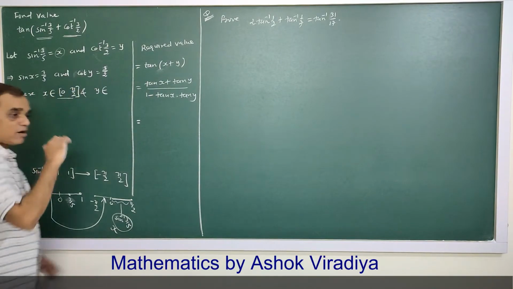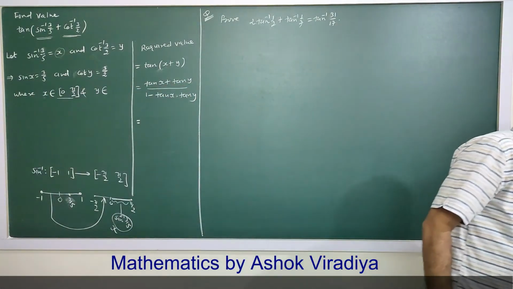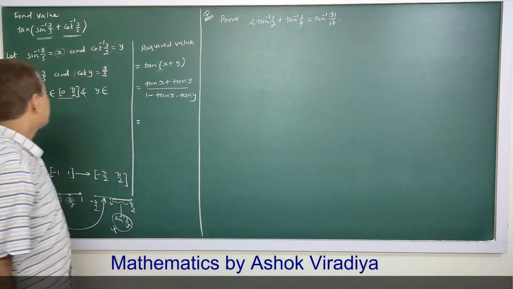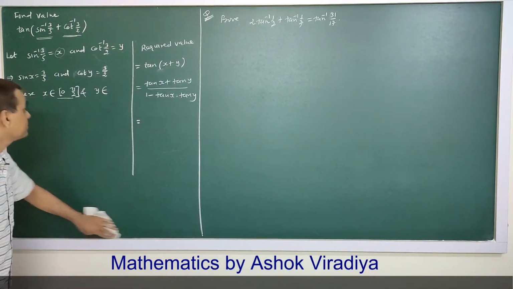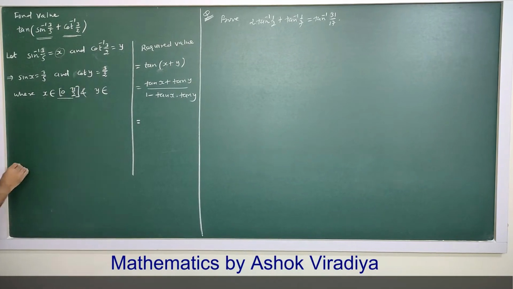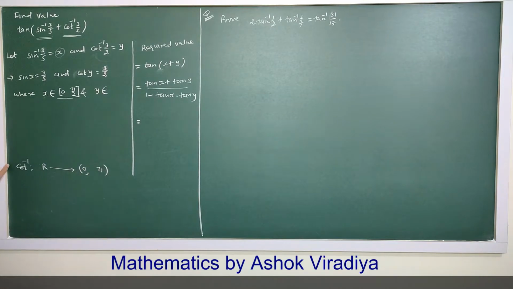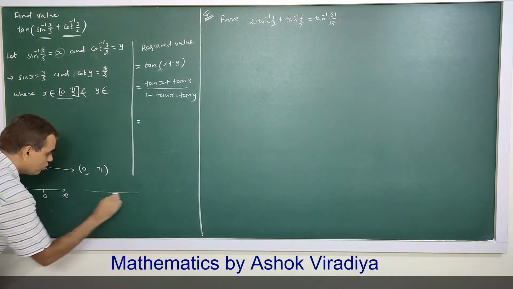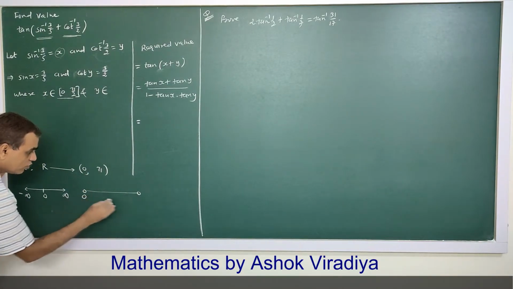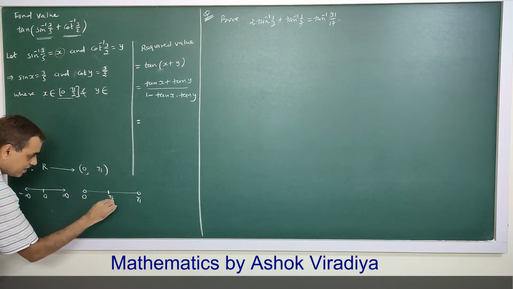Now we talk about cot. Here the value of cot y is 3/2. Cot inverse: its domain is R, the codomain is the open interval 0 to π. R contains all positives and all negatives. Here 0, π, and here π/2.